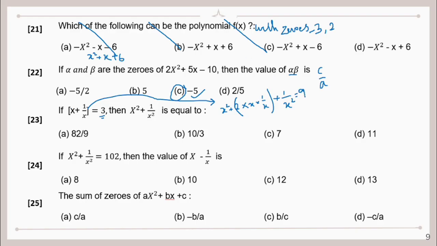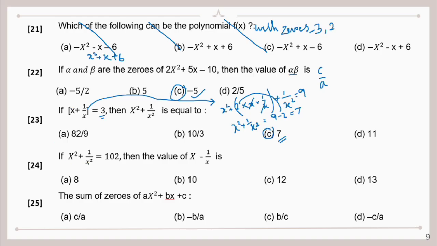3 3s are 9. Now, this x and x are getting cancelled. Only 2 will be here. So, remaining x square plus 1 by x square equal to 9. This 2 will come this side and become minus 2, which is 7. So, x square plus 1 by x square is equal to 7, option C.